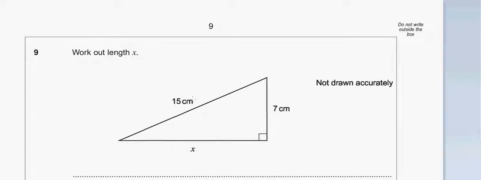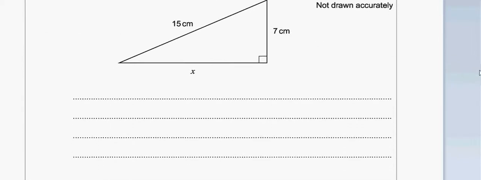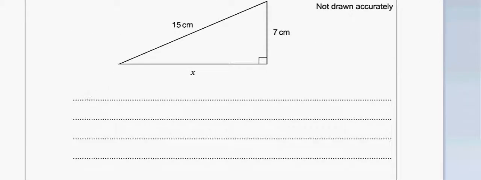Okay, so these are just random questions that the students asked me about. So this is question 9. Work out length x. We've got this right angled triangle. Now we're not looking for an angle and we don't have an angle, so this means that we must use Pythagoras.